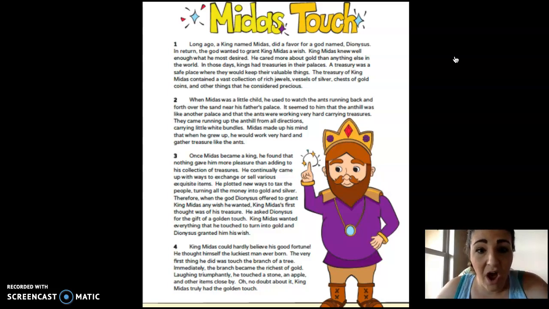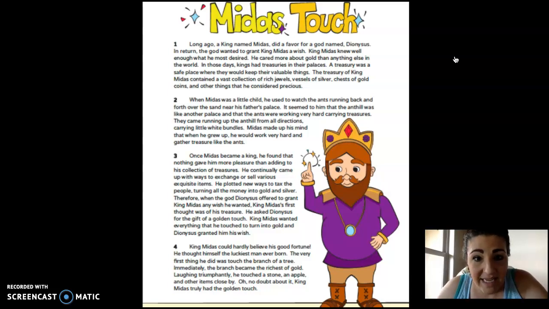In return, the god wanted to grant King Midas a wish. King Midas knew well enough what he most desired. Desired, if you desire something, it's like something that you cherish more than anything. You want it more than anything, okay? Some of you might be desiring to go play video games right now. He cared more about gold than anything else in the world.